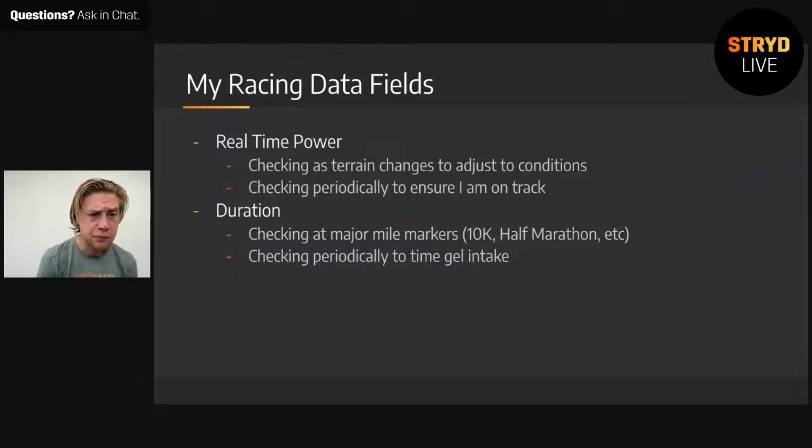The second data field I'm looking at is duration. I'm checking that at major mile markers, for example, the 10K mark and the half marathon mark. Once again, it's building confidence, making sure I'm on track, making sure everything's going well according to the race plan in terms of both power and duration. Then I'm also checking that duration field periodically to time the gel intake. For example, I was taking gels every 30 minutes. That is how I was using the duration to make decisions there.